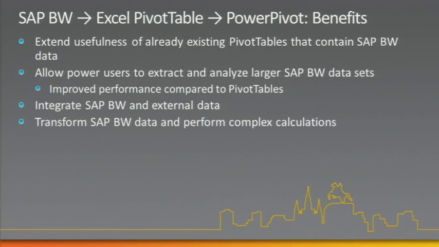So some of the benefits of doing this, why would you want to do it? Well, you extend the use of pivot tables that may already have been created. You do give access to your power users. It's not too hard to figure out how to get the data into a pivot table and then into Power Pivot. Here's a good way to integrate data, and then finally, it's a way you can transform the SAP BW data and perform complex calculations in Power Pivot.